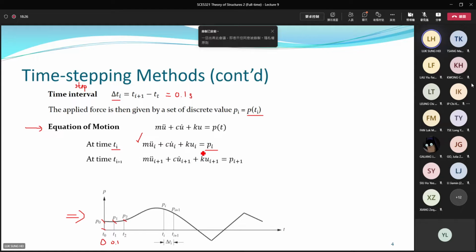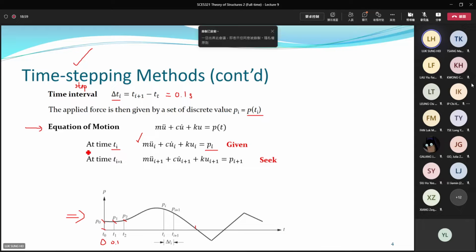So here you will have n sets of equations, for times t0, t1, t2, ti plus 1, and so on. You will have many equations of motion. Once you solve all the equations, you can get the whole displacement history of the structure. That's why we call it the time stepping method. We do it step by step along the time domain, from the beginning up to your target time instant, time t or i plus 1.